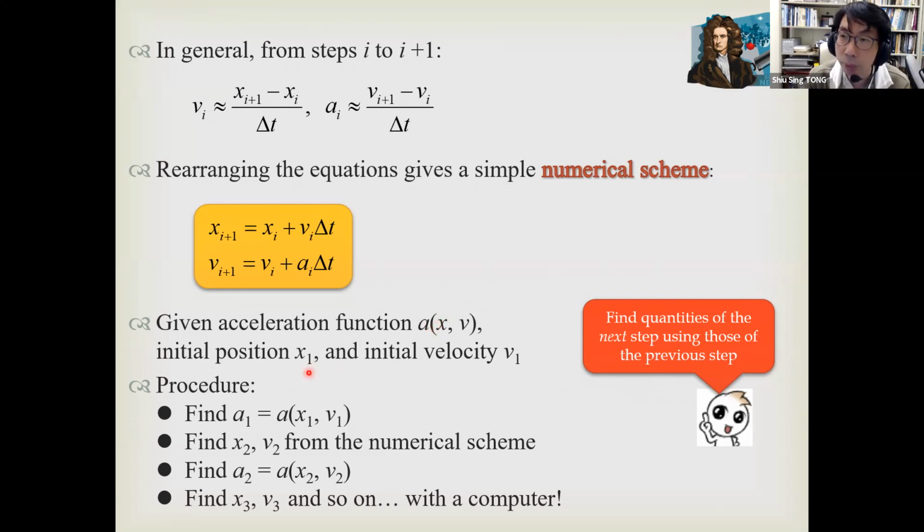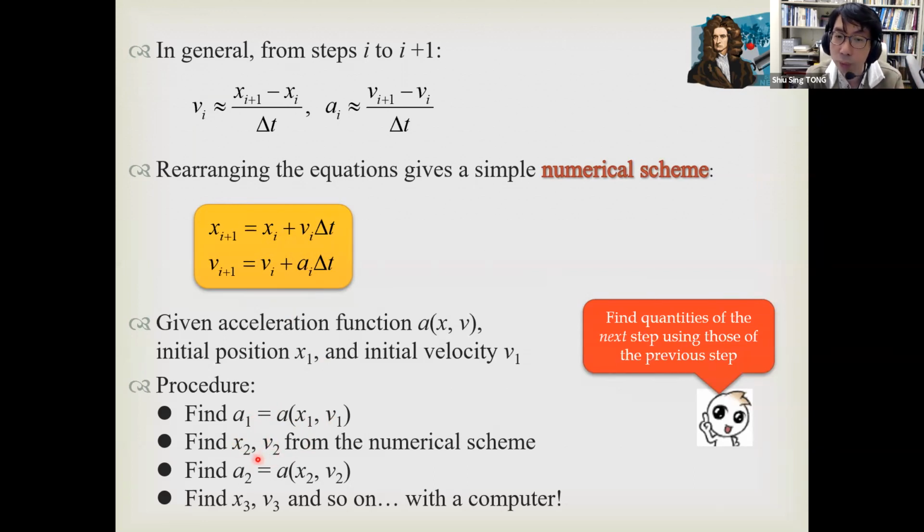And we are given the initial position of the object and the initial velocity. So with the initial position and the initial velocity, we can substitute x1 and v1 into this function and get the acceleration at the beginning, which is a1. So a1 is just defined as a evaluated at x1 and v1. With a1, x1, and v1, we can work on this formula. We can put i equal to 1 here, substitute a1, x1, v1 into this formula, and we get x2 and v2.